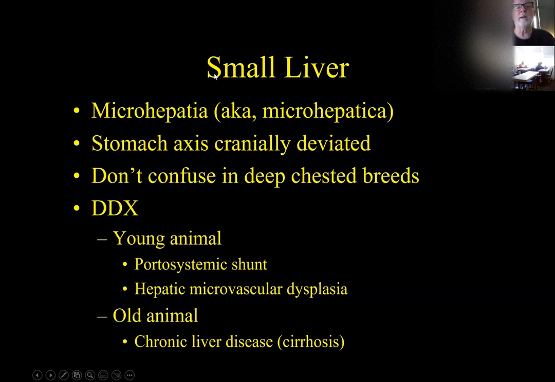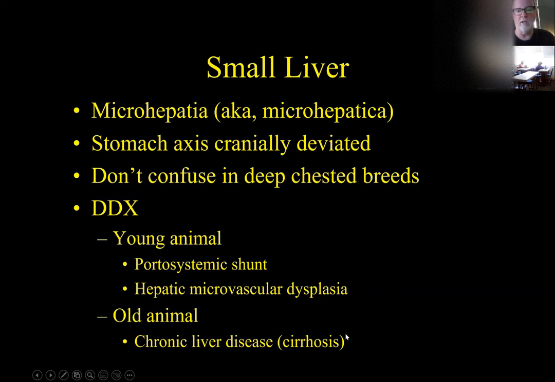Okay. What are things, abnormal pathologic things that can cause a small liver? Well, there's not really a whole lot of them. If it's a young animal, the most common one is going to be a portosystemic shunt. It can cause a small liver. Another condition that's kind of similar to that, but the shunt vessels are small and microvascular inside the liver, is called hepatic microvascular dysplasia. Both of those in relatively young animals can cause the liver to become really, really small in its appearance. If it's an old dog, chronic liver disease, cirrhosis of the liver, okay?